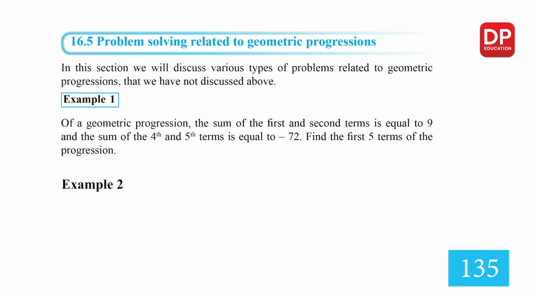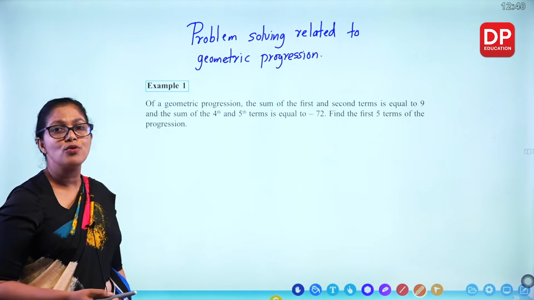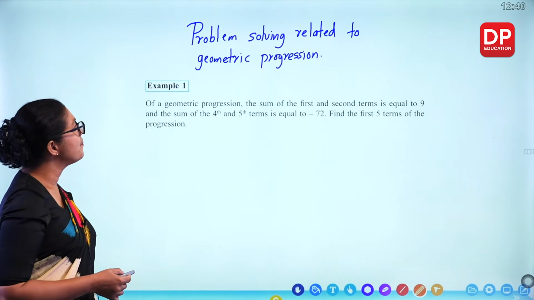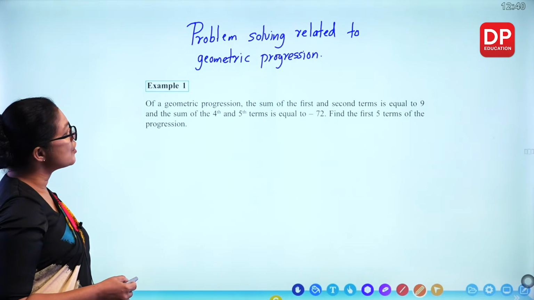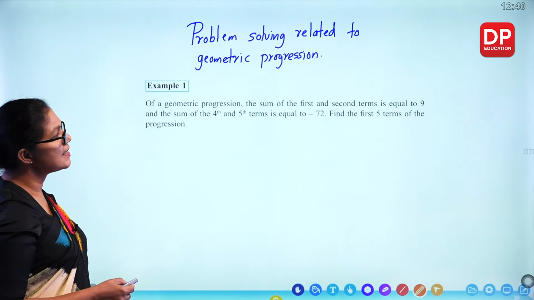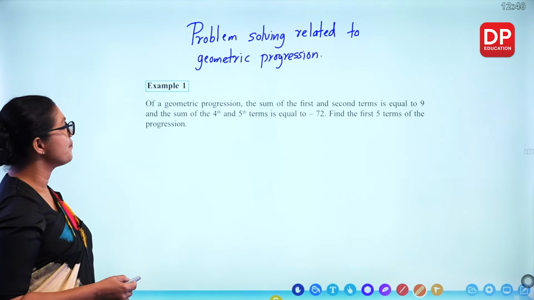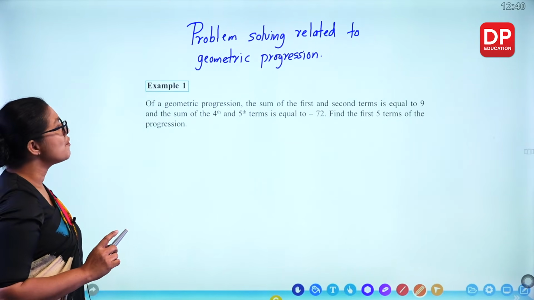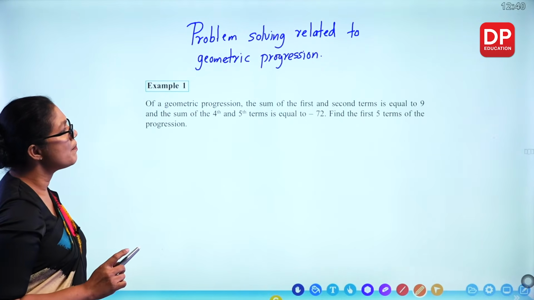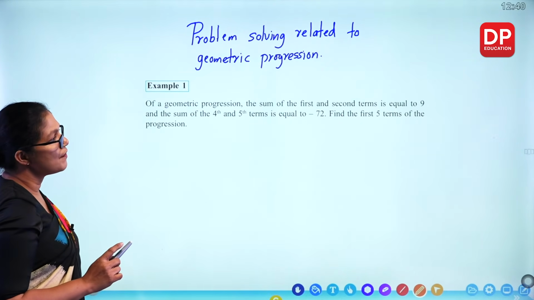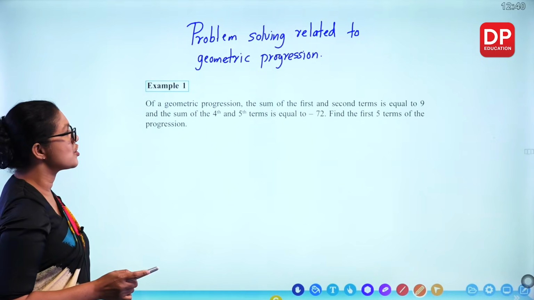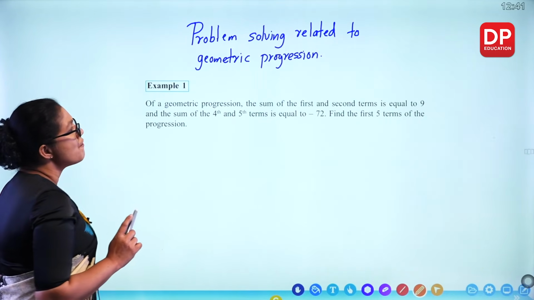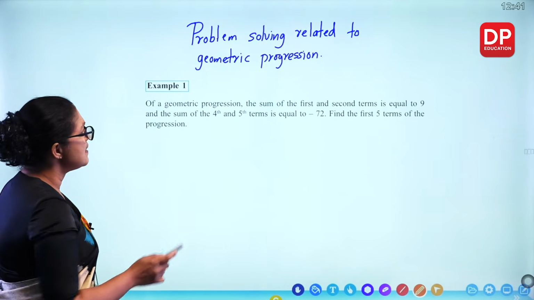Now we'll solve some more problems related to geometric progression. Look at example number 1. Of a geometric progression, the sum of the first and second term is equal to 9, and the sum of the fourth and fifth terms is equal to minus 72. Find the first 5 terms of the progression. So we'll write down the given information. First and second term means S2.